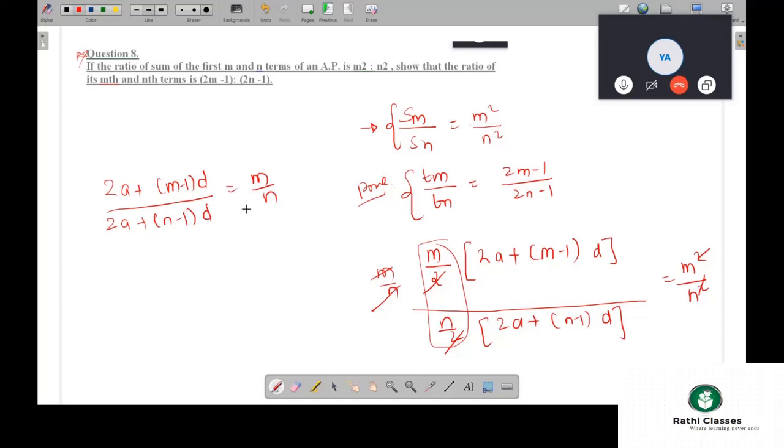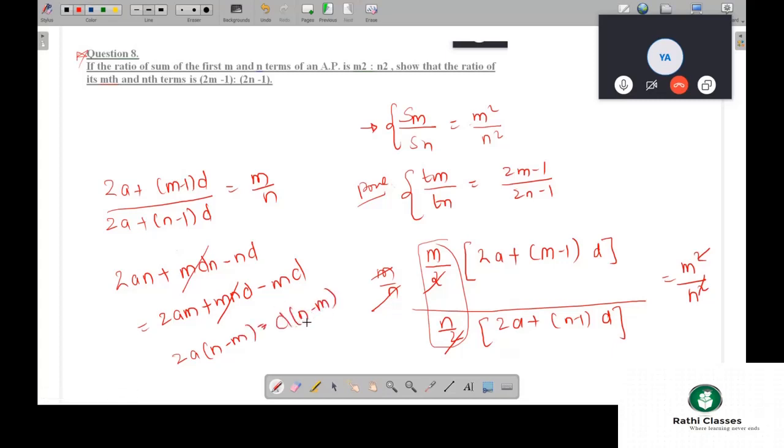Now just do crisscross multiplication. What will you be left with? 2an plus mdn minus nd is equal to 2am plus mnd minus md. So this and this are cancelled. What will I be left with? 2a common, n minus m, is equal to d common, n minus m. Again, this implies either n is equal to m or 2a equals d. So what I will do is apply a equals d by 2 over here. If I substitute a equals d by 2, let's see what our solution will be.